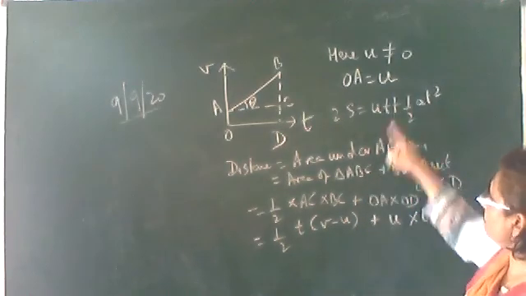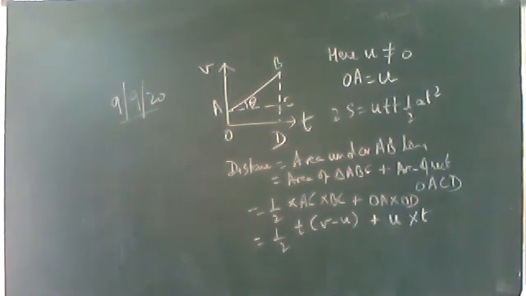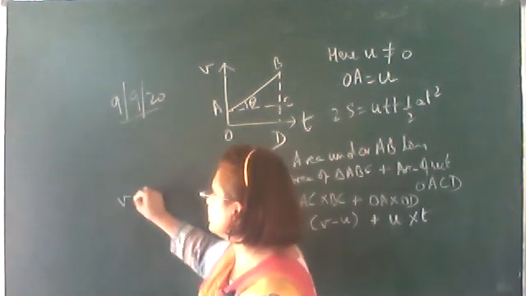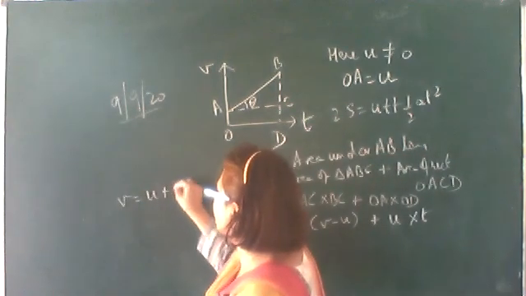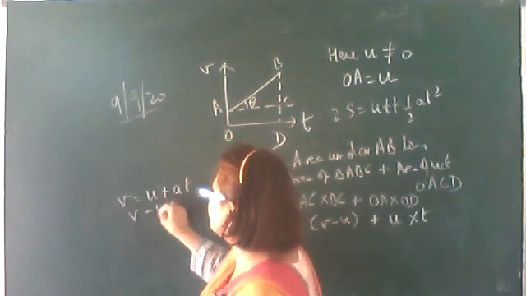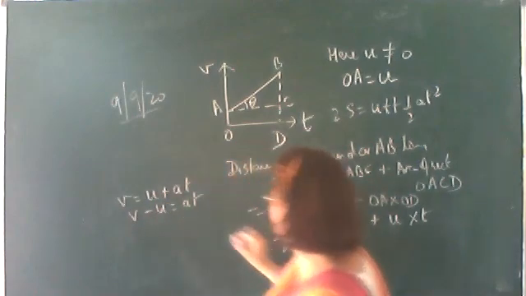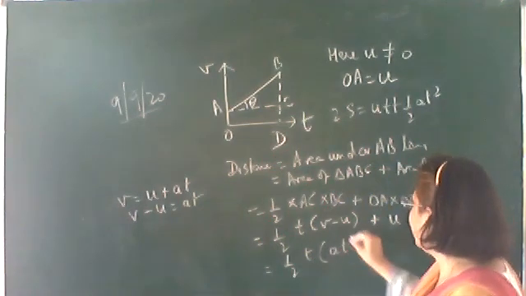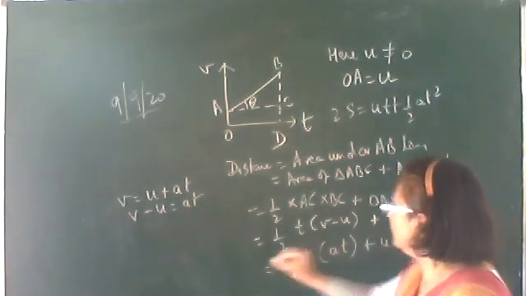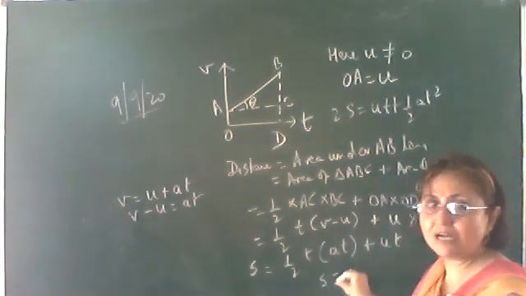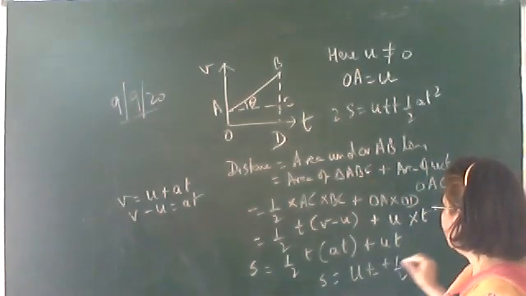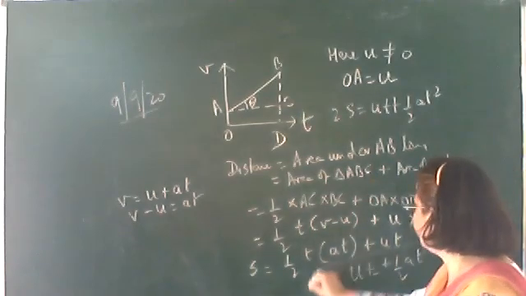Now see, in this equation V is not coming. So we have to eliminate this final velocity V. We eliminate it using the first equation of motion, V is equal to U plus AT. So V minus U is equal to A into T. Substituting, S is equal to UT plus half AT square, which is the second equation of motion we have derived.